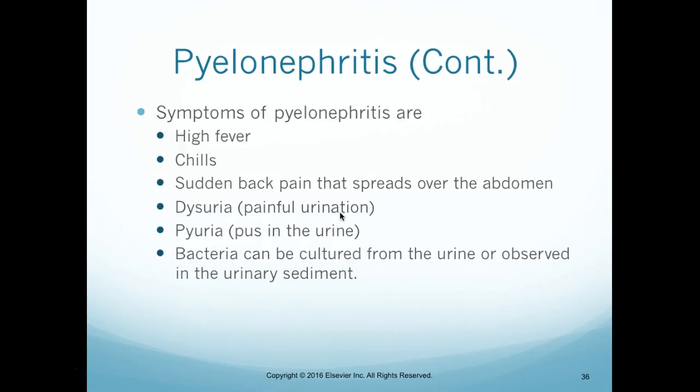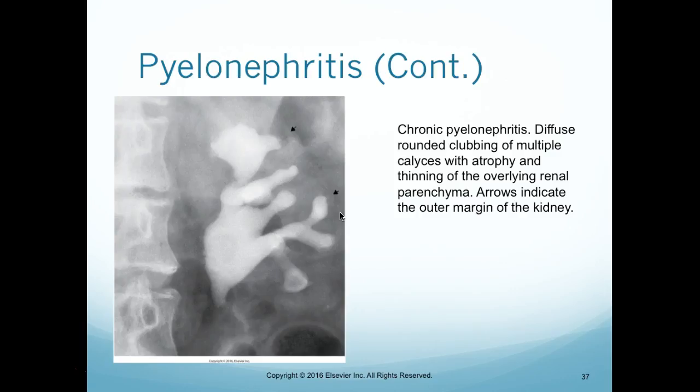So the symptoms are high fever, chills, sudden back pain that spreads over to the abdomen, painful urination, pus in the urine, and bacteria can be cultured from the urine or observed in the urine sediment.